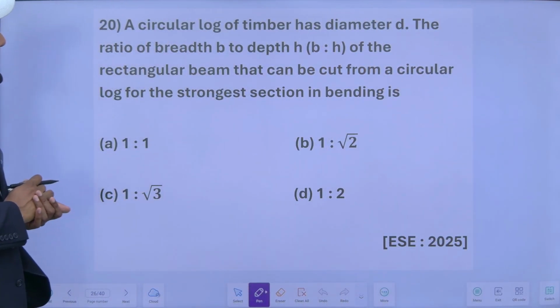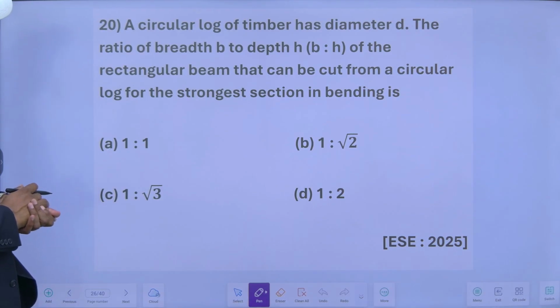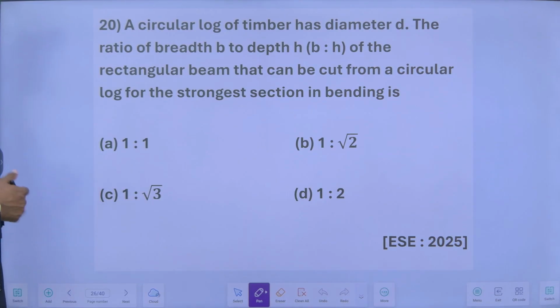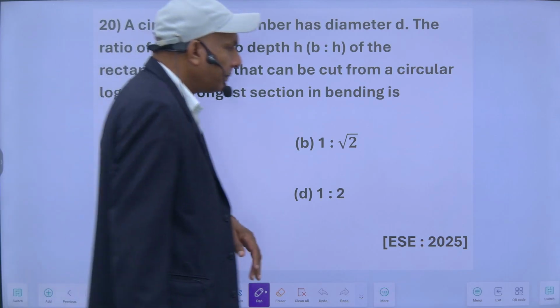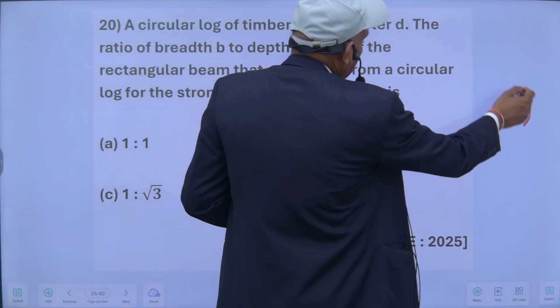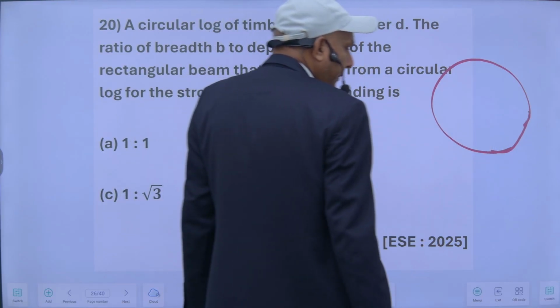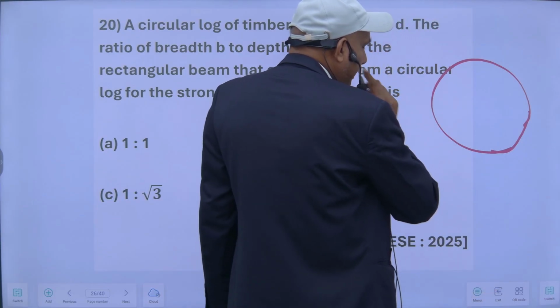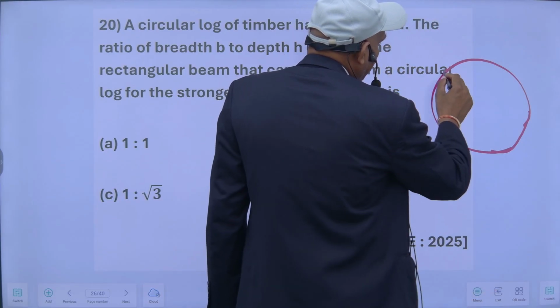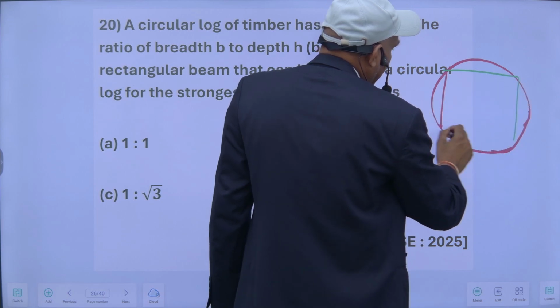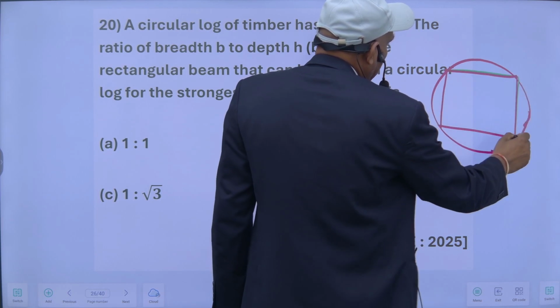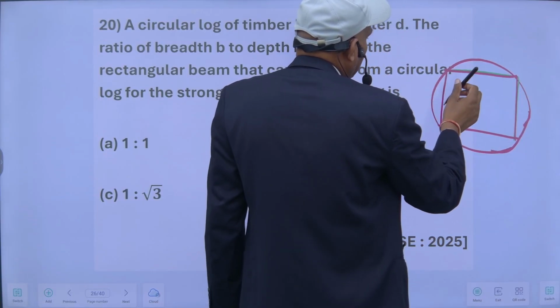A circular log of timber has diameter d. The ratio of breadth to depth b upon h of the rectangular beam that can be cut from a circular log for the strongest section in bending is this. Suppose this is my circular log. So the maximum rectangular section or square section that can be cut from this will be this one.